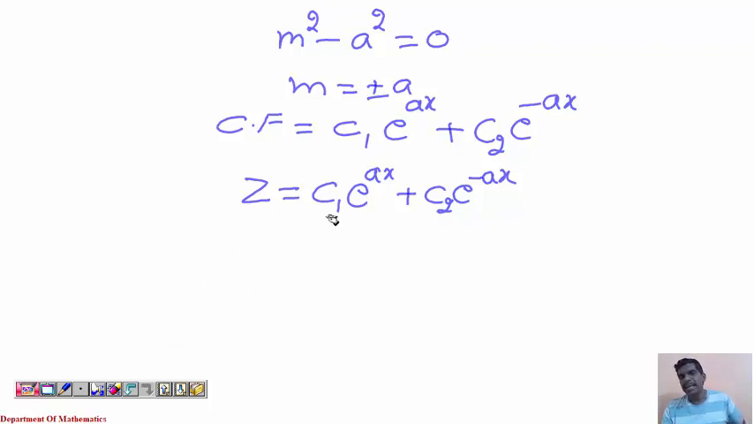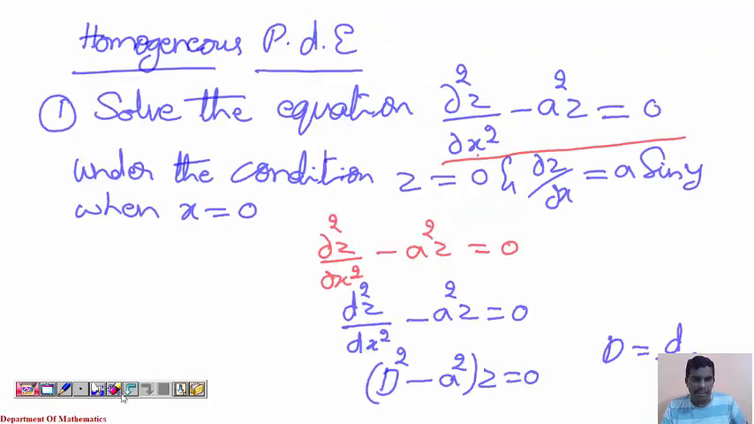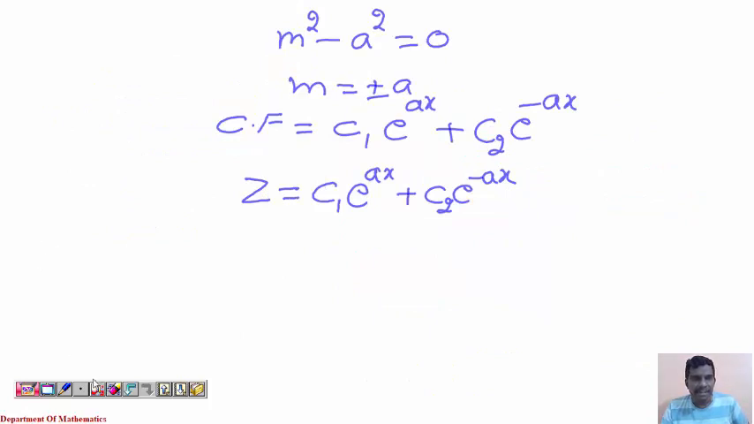The conditions will be used to find the values of these arbitrary constants c1 and c2. Let us see the conditions. What are the conditions? The conditions are z is equal to 0, ∂z/∂x is equal to a sin y when x is equal to 0. First we take z is equal to 0 when the x value is also equal to 0.